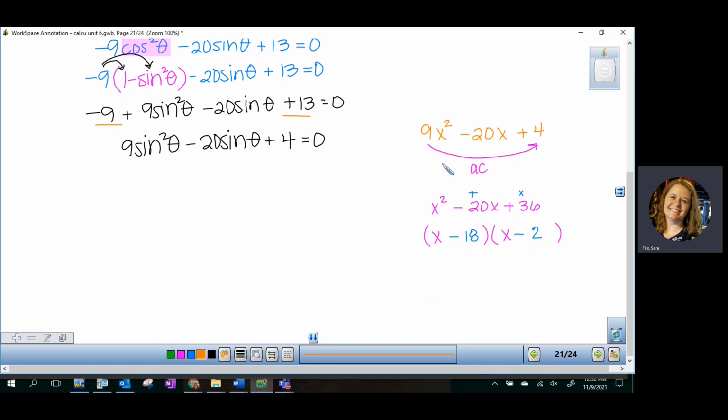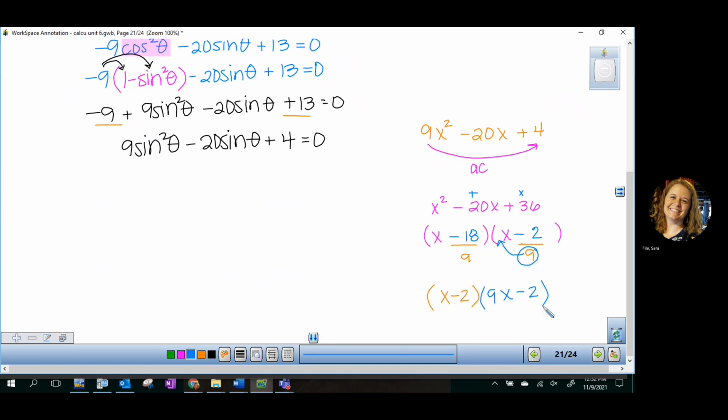Okay, so I did the slide. Now I do the divide. The a back out, which was 9. That divides evenly, so that's x minus 2. This does not divide evenly, so you do bottoms up, and you take that 9 and bring it up as a coefficient. So it's 9x minus 2. So those are the two factors, okay?